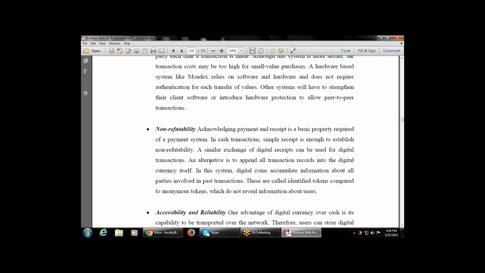An alternative is to append all the transaction records into the digital currency itself. That is, this is one of the alternative methods that is used, to append all the transaction records into the digital currency itself.